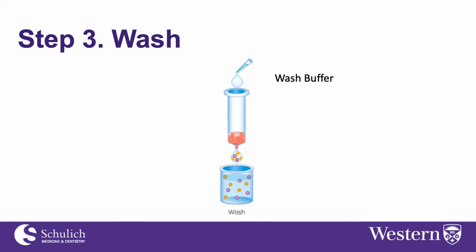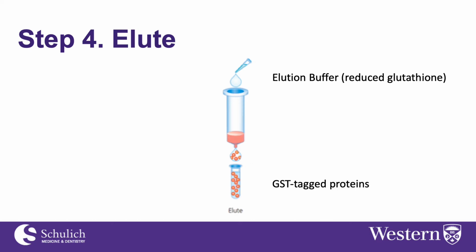The third step is to add a wash buffer to remove any contaminants that are bound to the column. The last step is to add an elution buffer containing reduced glutathione. The collected eluate will contain the GST-tagged proteins. Note that the elution should be under mild conditions to preserve protein function and avoid denaturation.